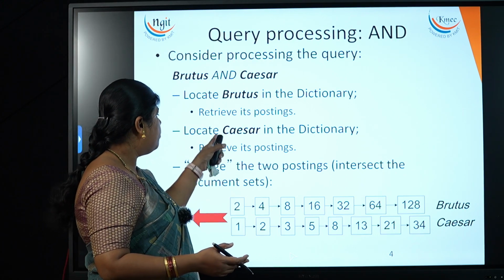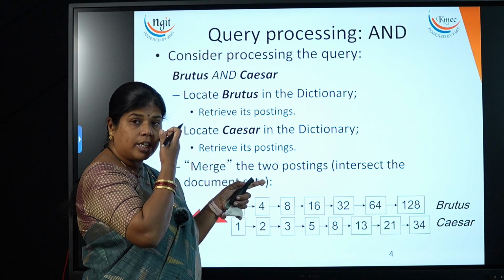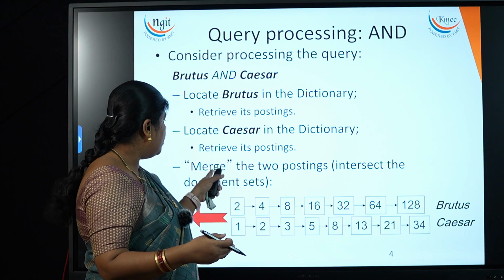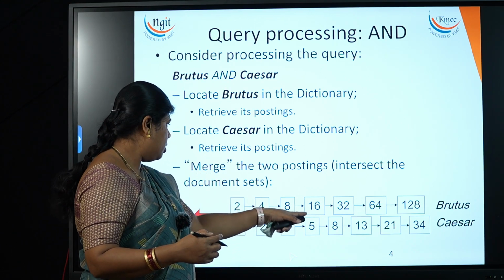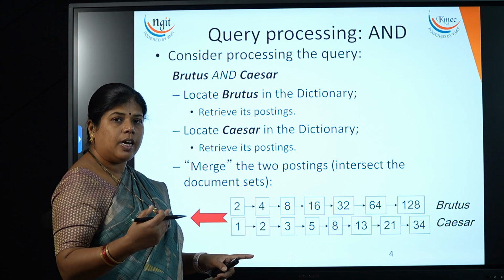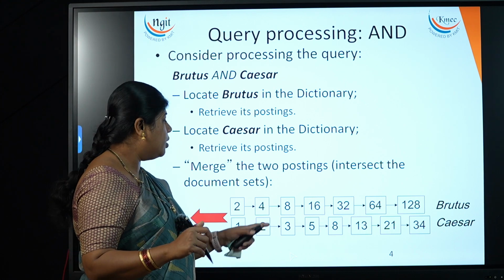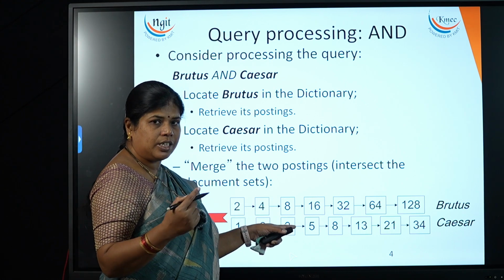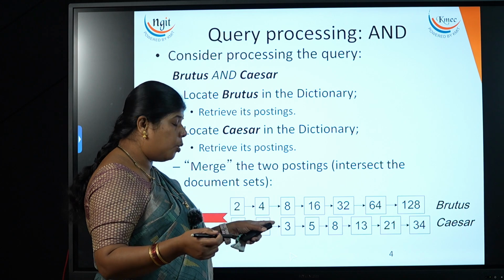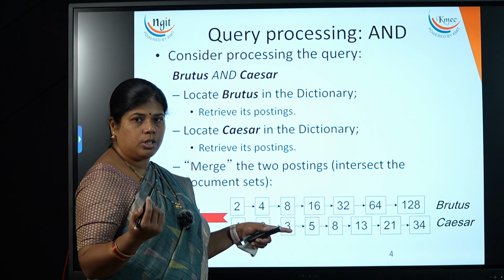Now the next one, for Caesar. What do I have to do? Locate Caesar in the dictionary and find out all its postings. So now I have two arrays, because in my query there are only two terms. Now I got all the postings related to these two terms. Now what should I give to the user?